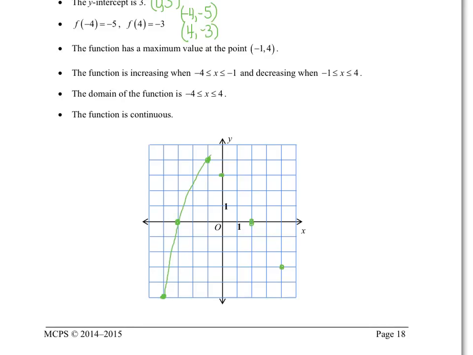It then says it's decreasing when negative 1 is less than or equal to x, which is less than or equal to 4. So here's negative 1, here's 4. That means my graph is decreasing in this section. Finally, the next bullet says the domain of the function is negative 4 is less than or equal to x is less than or equal to 4. So that means I'm going to stop at negative 4 and 4, so no arrows. And the function is continuous, which means I connect all of these points the way my graph is now. And that would be my graph.